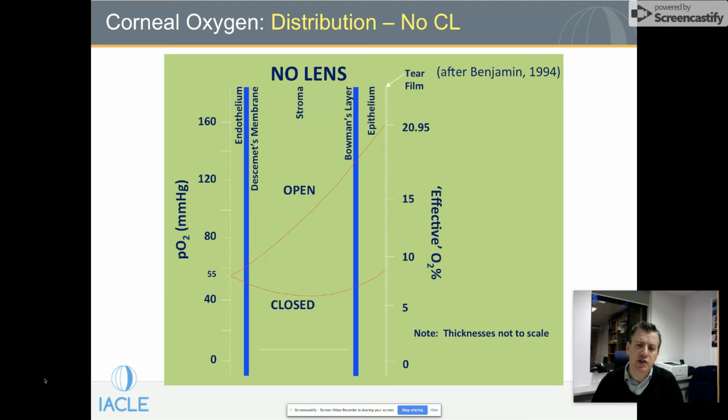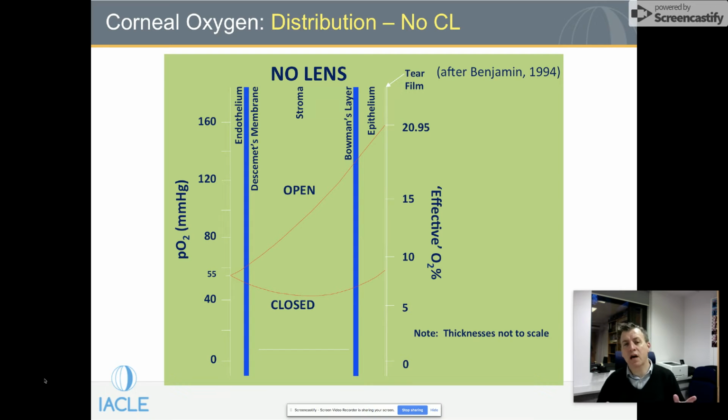This slide shows the situation of oxygen partial pressure through the cornea when there is no lens worn. Of course, as we get deeper into the cornea, as we move to the left on this slide, the availability of oxygen diminishes. It's at its maximum at the front of the cornea, in front of the epithelium or at the tear film. So partial pressure is around 155 millimeters of mercury at the front of the cornea during open eye conditions, and this diminishes as we move through the cornea, and it's at its lowest point at the endothelium, where it reaches a value of about 55 millimeters of mercury.